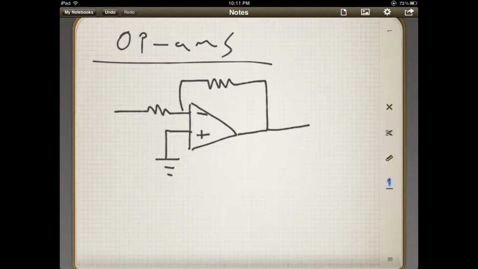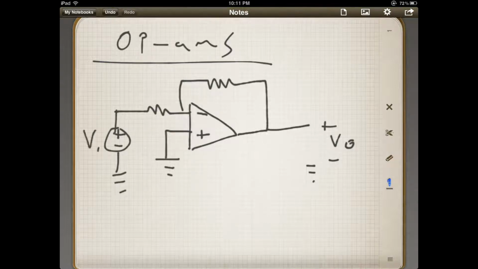So here we go. I'll draw it like this, plus, minus. This is our voltage out, our V out. Then let's say we have some voltage source here, and this is our V in. This little resistor is going to be R1, and this guy will be R2. So this is your basic inverting op amp. The reason it's inverting is because the input goes into the negative terminal of the op amp.